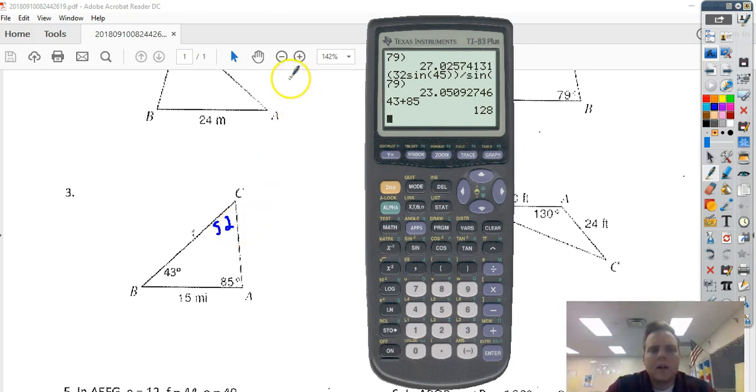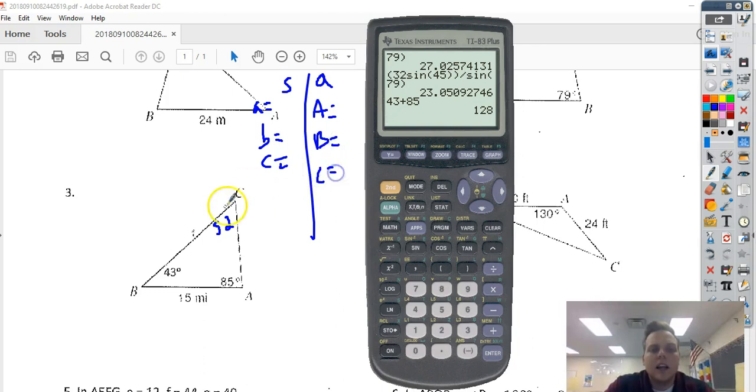Okay, so now I'm going to set up my sides and angles chart. I know that little a, little b, little c, big A, big B, big C. All right, little a is unknown, little b is unknown, little c is 15. Angle A is 85. Angle B is 43. And angle C is 52. Okay, so I'm going to say c over sine C. That's the ratio I know. That's the pair of opposites.